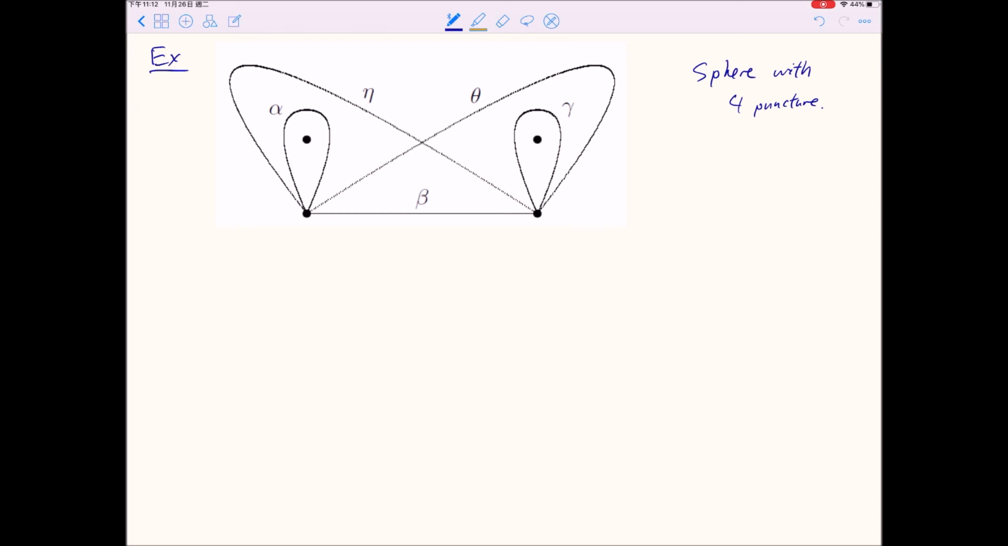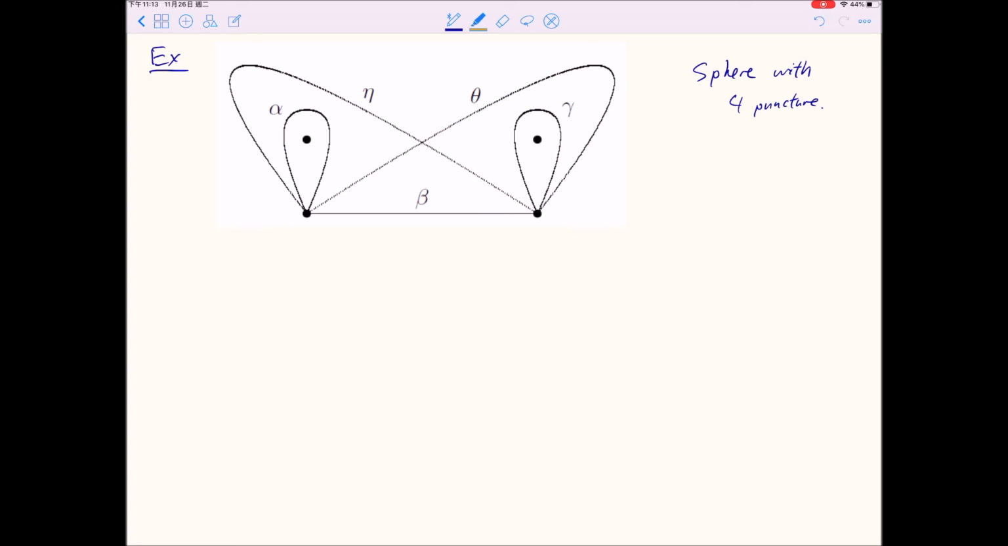So this is a sphere with 4 punctures. Please try to imagine, so the white image is like wrapped around at the bottom, at the back. So it is a sphere, and then you have 4 points. And then you have these geodesics, which give some triangles.